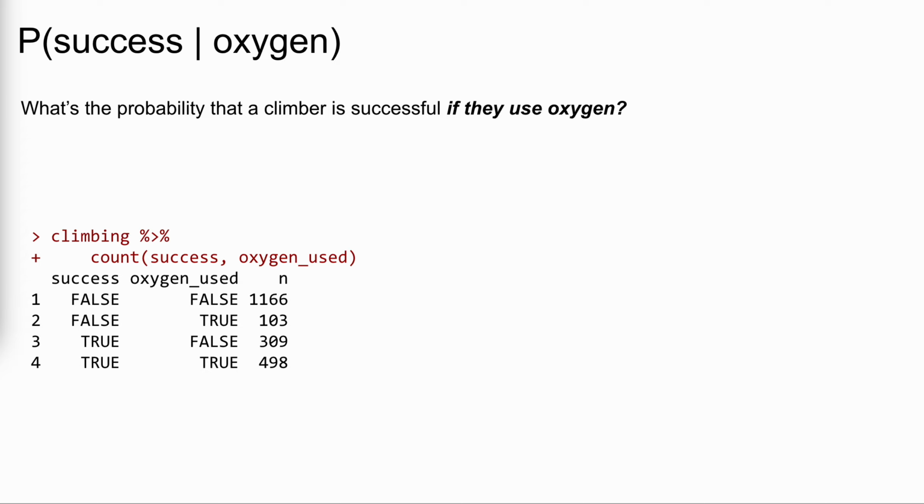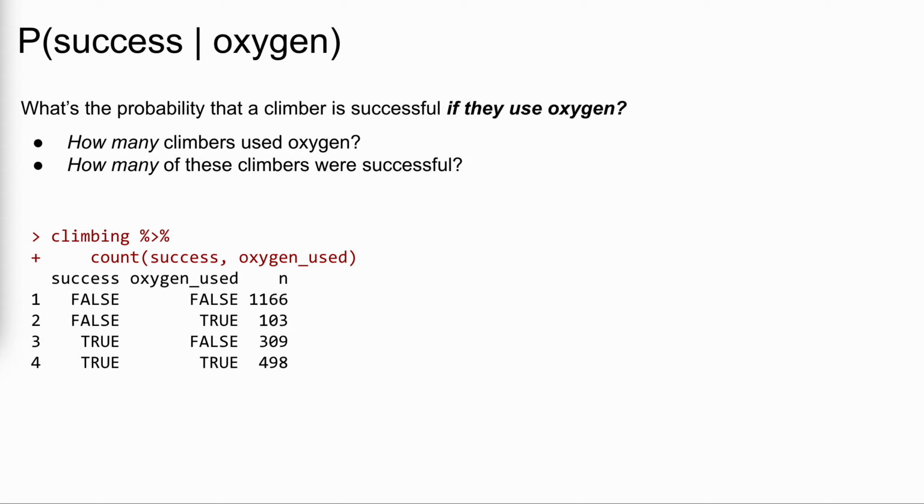Consider a second question of interest. What's the probability that a climber is successful if they use oxygen? That is, instead of exploring success among all climbers, we want to narrow in on success among oxygen users. This probability is represented by the notation here. We want to know the probability of success if a climber uses oxygen. Thus, we need two pieces of information here. How many climbers use oxygen, and how many of these climbers were successful?